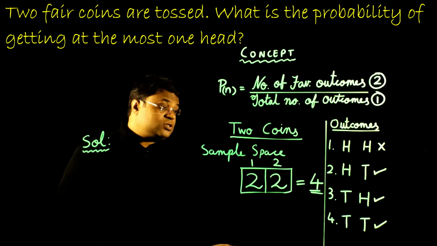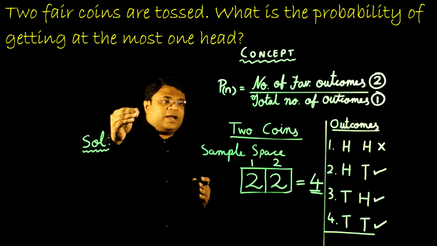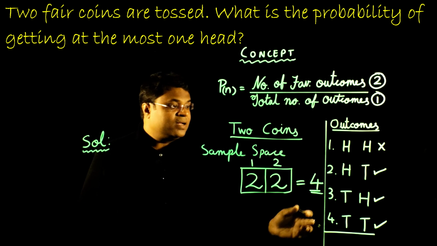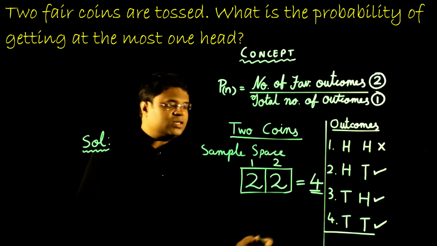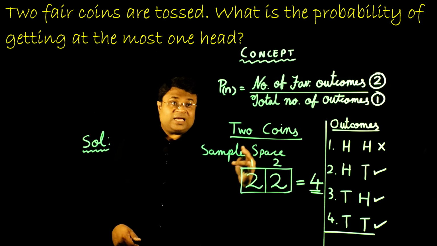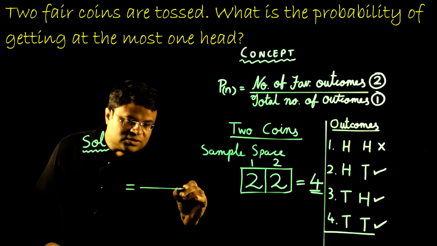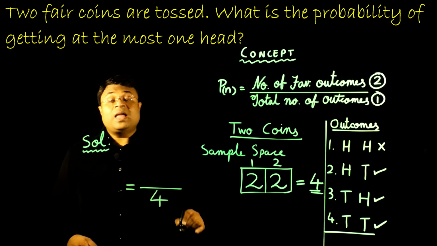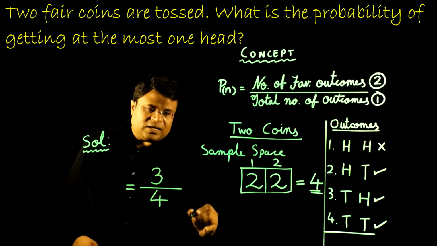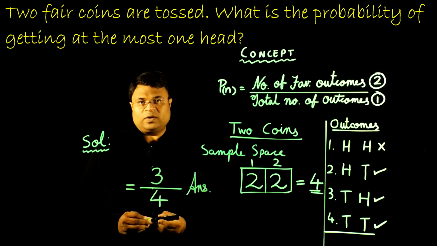So at the most means what? Maximum one head. I've got 2 heads, I've ruled it out. But here I did not get more than one, did not get more than one, did not get more than one. We are very happy. Got it or not? So there are 3. What is the favorable outcomes? So the total number of outcomes, as we had discussed, was 4, and the number of favorable outcomes was 3. So that means the answer is 3/4. Okay?